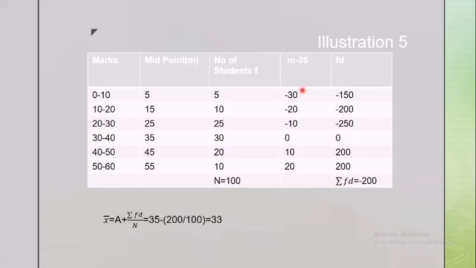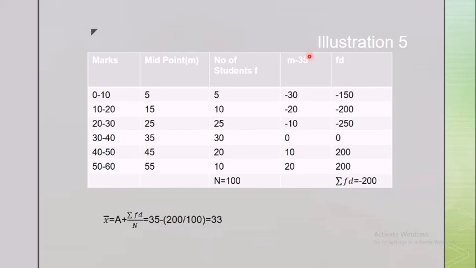Let's move on to an illustration. That is the previous problem itself. Here I have taken the midpoints already. Then I have the number of students, or the frequencies, corresponding frequencies are given as f. The next column is m minus 35, so that is also given over here, and then I have to find out fd.